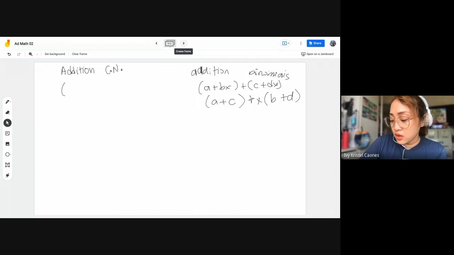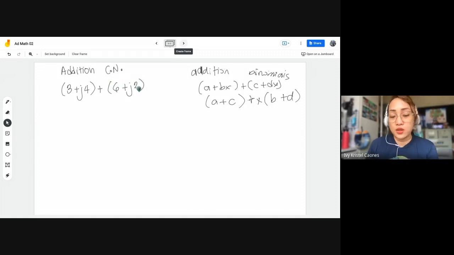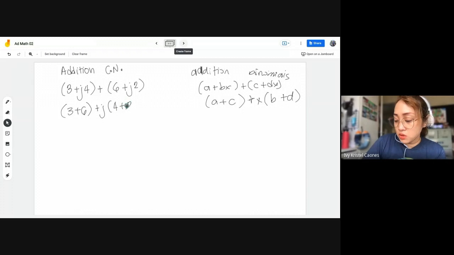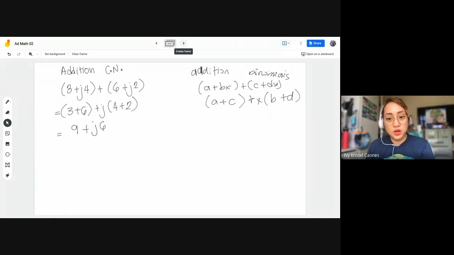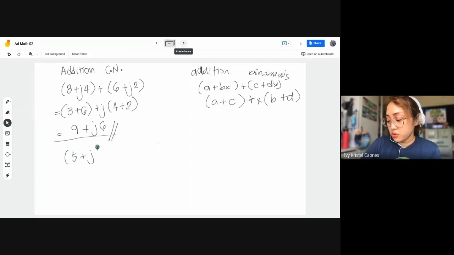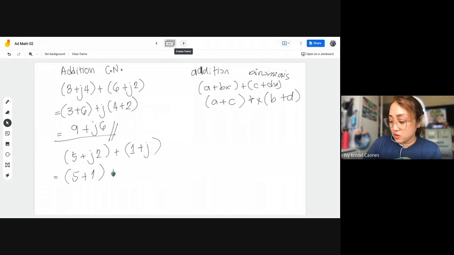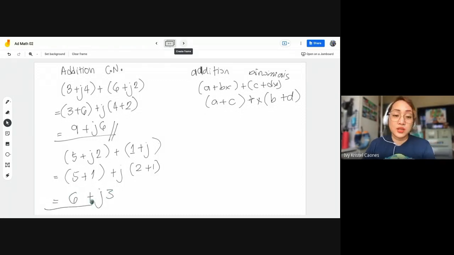Let's say we have to add 3 plus j4 plus 6 plus j2. That is 3 plus 6 plus j4 plus 2, simplifying to 9 plus j6. That is simply the addition of binomials, the sum of these complex numbers. Another example: 5 plus j2 plus 1 plus j. It is 5 plus 1 plus j 2 plus 1. So that is 6 plus j 3. So that is the addition.